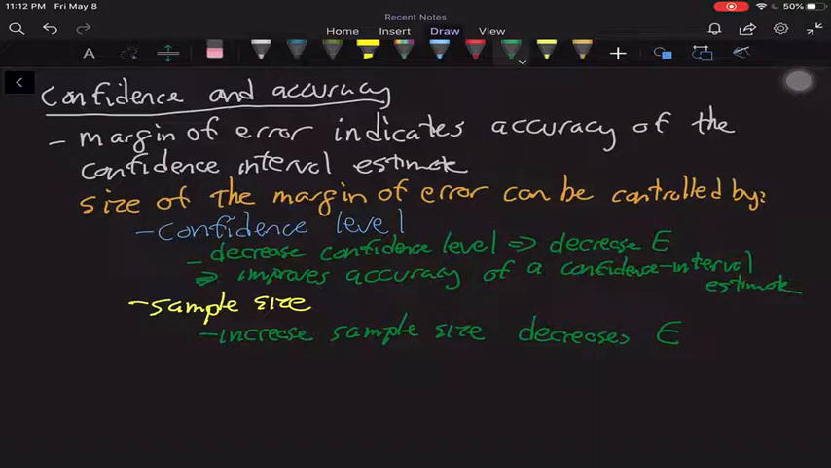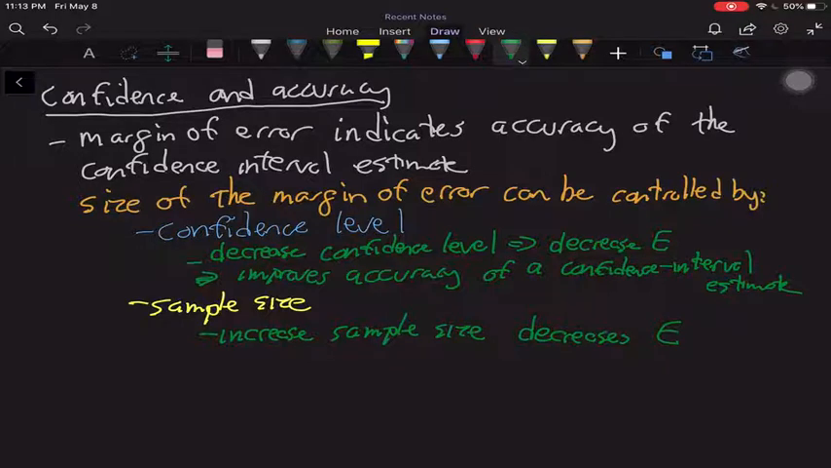Let's now talk about the different things that can affect confidence and accuracy. If you remember, our margin of error indicates the accuracy of the confidence interval estimate. The size of the margin of error can be controlled by 2 things. The first thing is the confidence level. When we decrease the confidence level, we decrease the critical value, which leads us to decreasing the margin of error. When the margin of error is decreased, this improves the accuracy of our confidence interval estimate. And obviously, this will be completely reversed if we increase the confidence level.